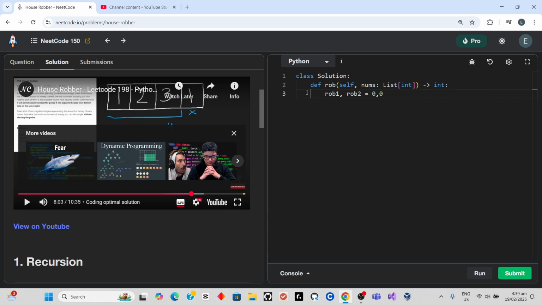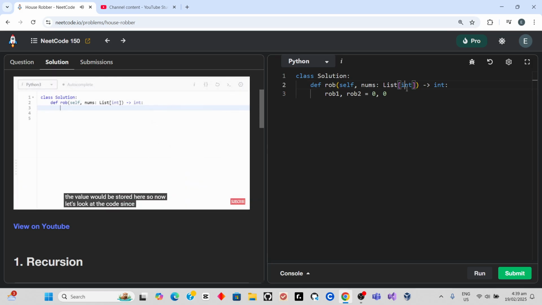So now let's look at the code. Since we only need to maintain the last two maxes that we could rob from, we'll only need two variables. So I'll just name them rob1, rob2. We'll initialize them as 0 because if we get an empty subarray, we want to return 0 anyway. So let's iterate through each of the houses we can rob. And now we want to compute the maximum that we can rob up until this value n. So I'm going to compute that in a temporary variable for now, and you'll probably see why.